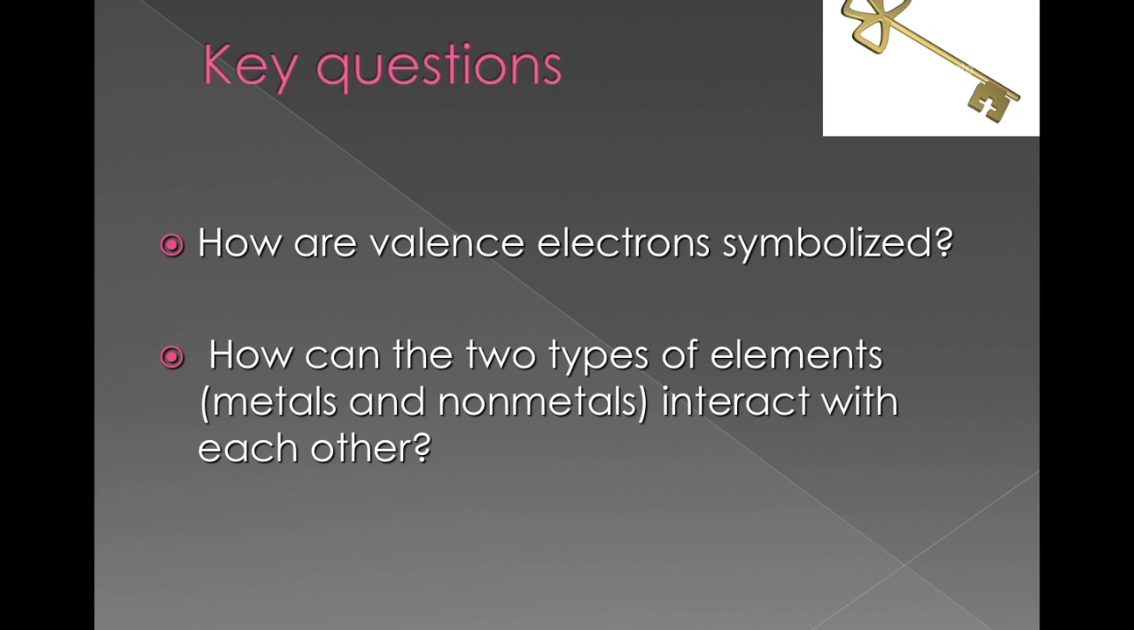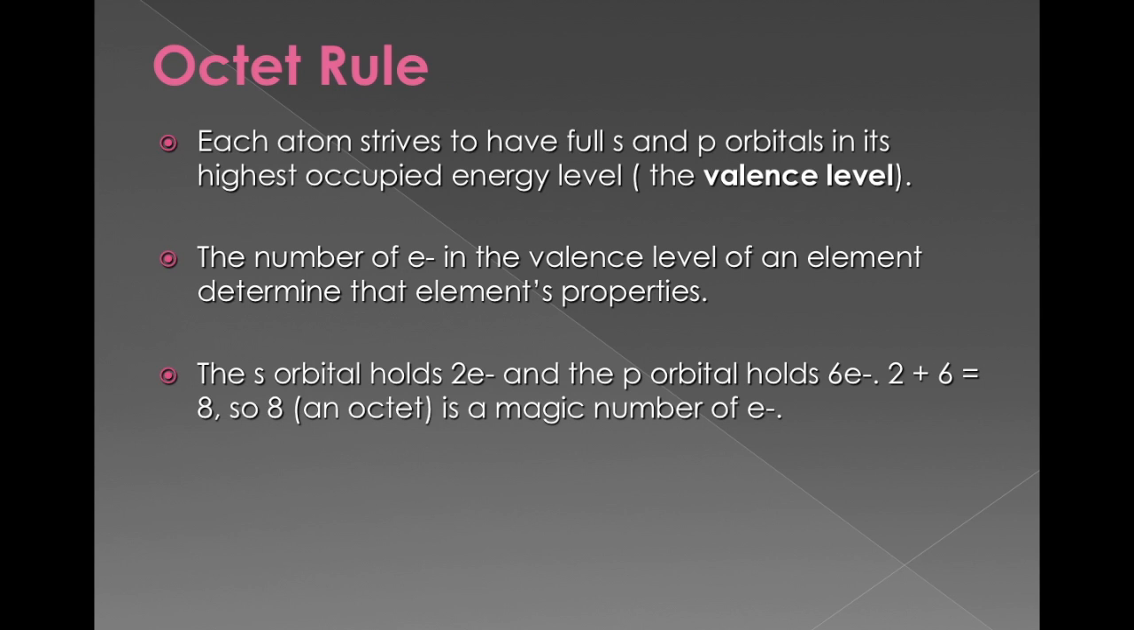In this lecture, I'm going to talk about two key questions. We're going to delve into these deeper in later lectures, but for this lecture, we're going to consider how are valence electrons symbolized and how can the two types of elements, which are metals and nonmetals, interact with each other.